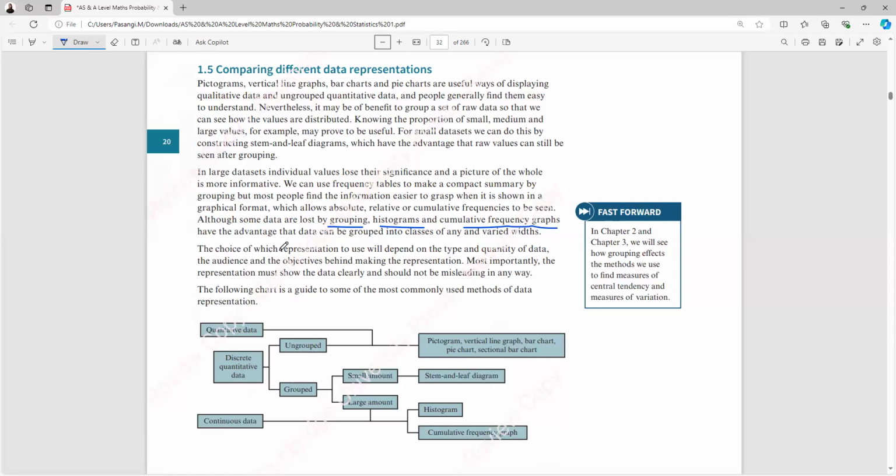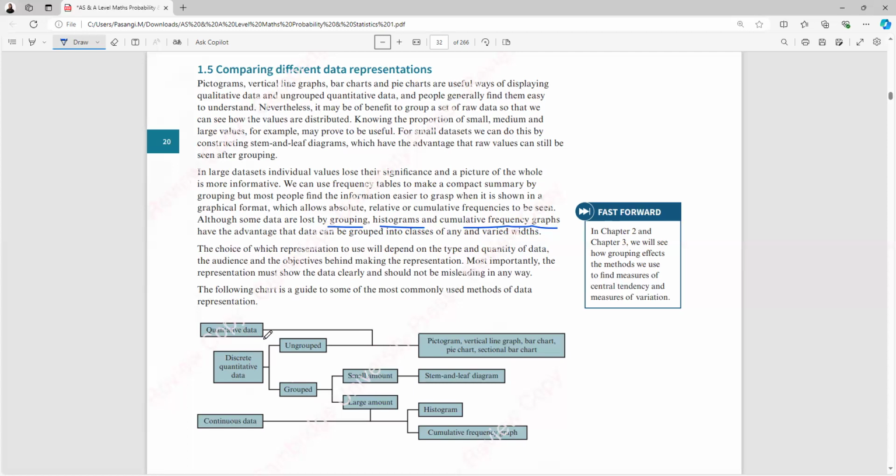So the choice of which representation to use will depend on the type and quantity of data, the audience, and the objectives behind making the representation. Most importantly, the representation must show the data clearly and should not be misleading in any way. So the following chart is a guide to some of the most commonly used methods of data representation.